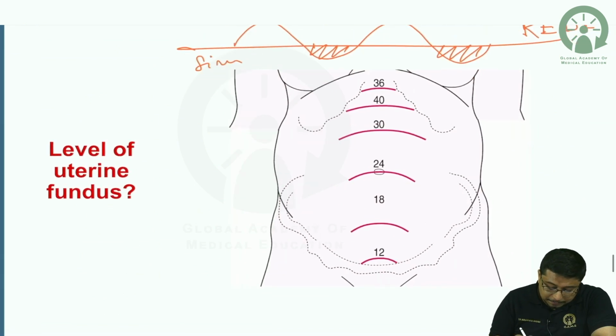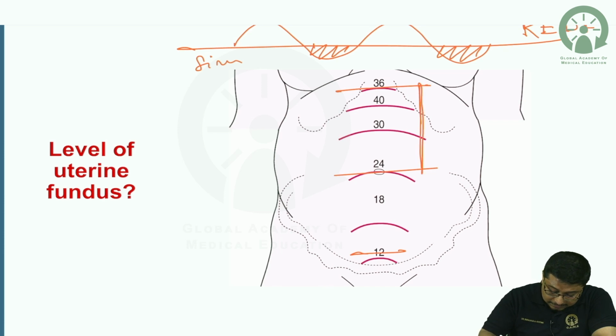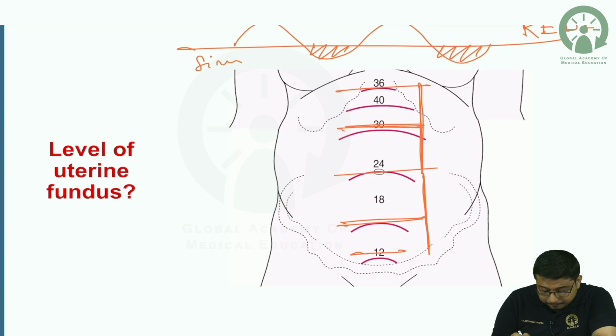Level of the fundus, very basic: just palpable, 12 weeks. Then at the umbilicus, 14 weeks. Then at the xiphisternum, 36 weeks. So 24 to 36 is 12, 12 to 24 is 12, so we can divide it in 2 parts. In between, 18, and here in between, 30. Right? And also after 36 weeks, once it becomes 40 weeks, the head engages and the fundal height actually comes down. This phenomenon is known as lightening.